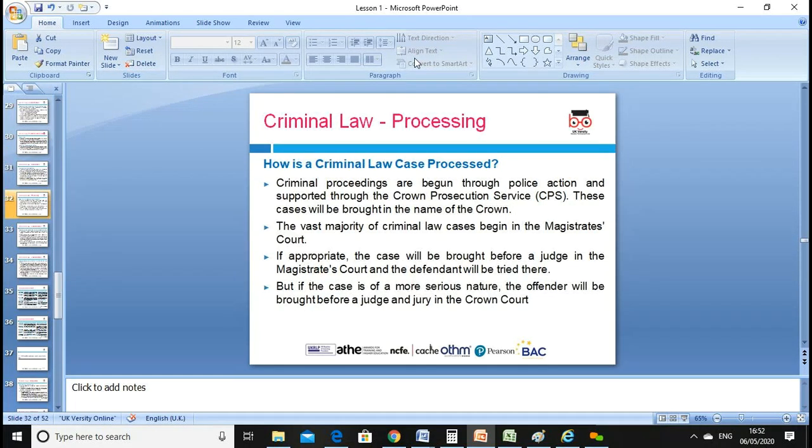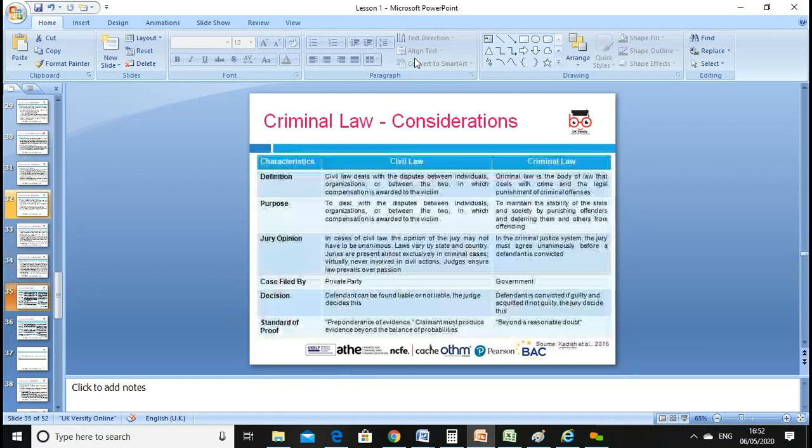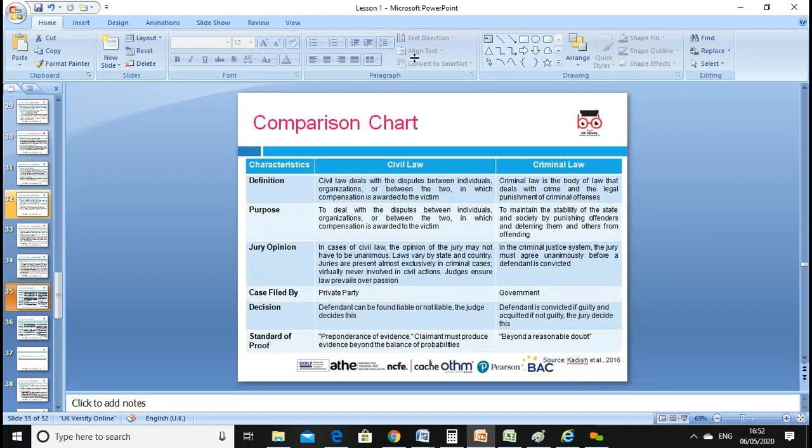Then we can say common law and civil law as well. Common is more criminal. So the key difference between them: this slide gives you a good difference. Definition: civil deals with disputes between individuals and organizations, criminal between government and individual.